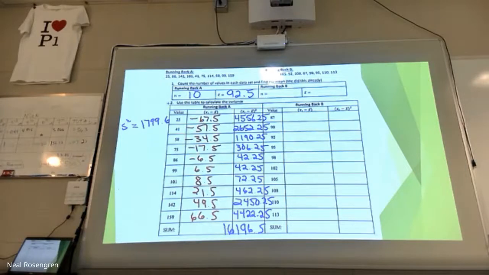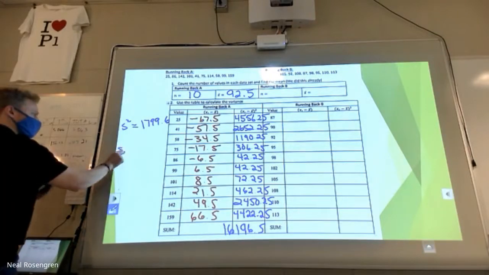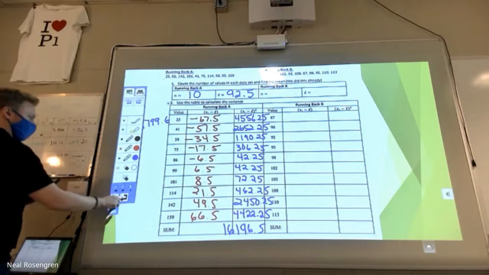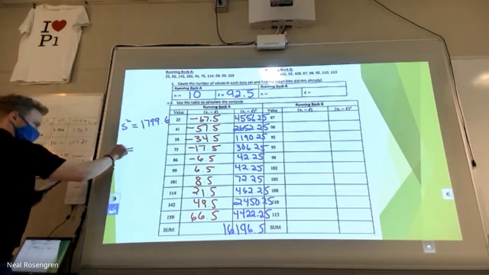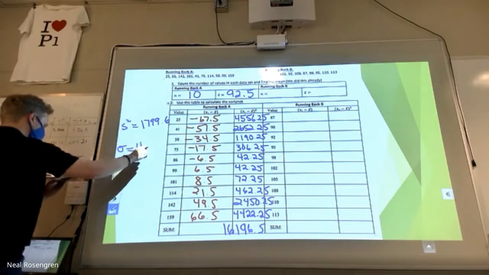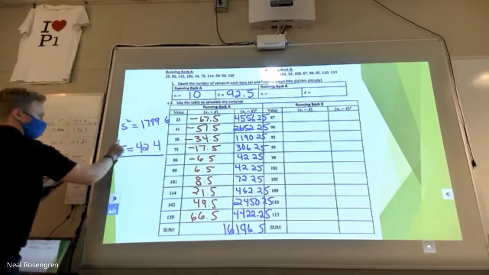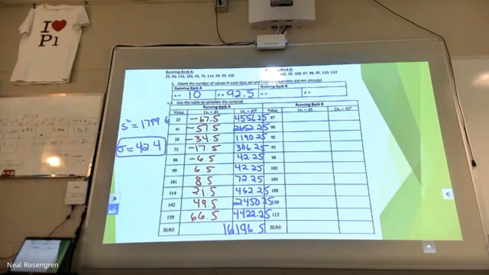So equals, I have to turn my phone sideways to do it. I'm going to take the square root of that. So standard deviation, which is S, or even better, that lowercase sigma, 42 point. There's my standard deviation. Now, that number makes a whole lot more sense than the 1700.